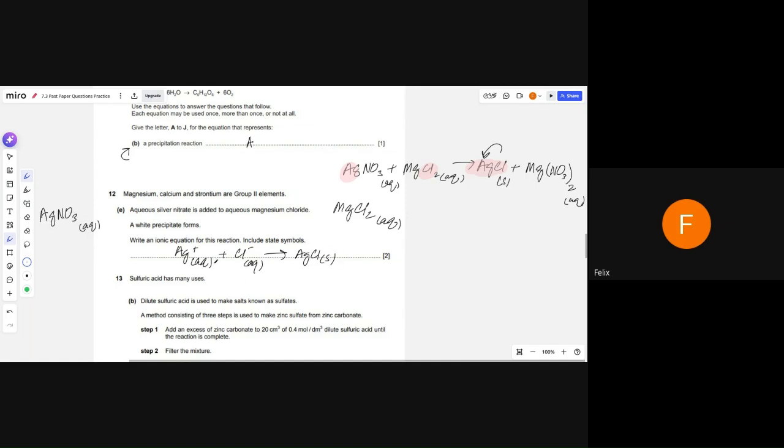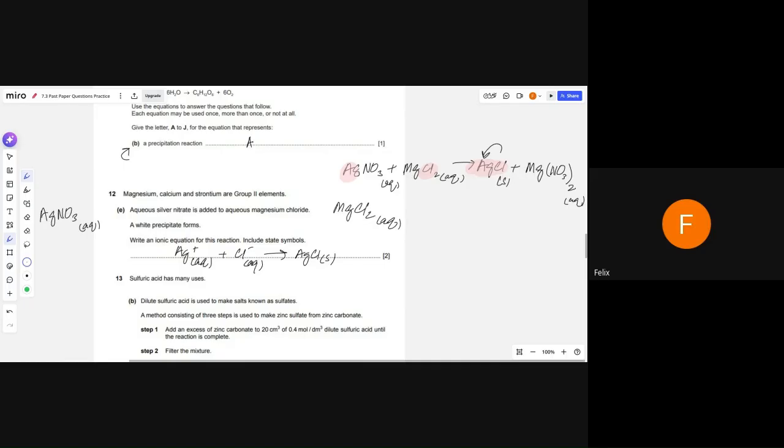So on the left hand side, while writing the ionic equation, most of the time we will have positive and negative ions, and on the right hand side as a product we will have an insoluble salt. So I hope this is clear. Now we move on to question number 13.